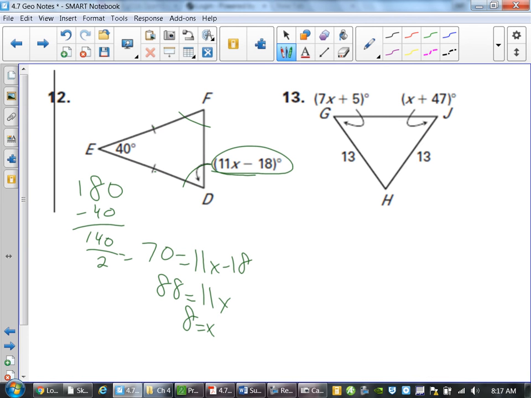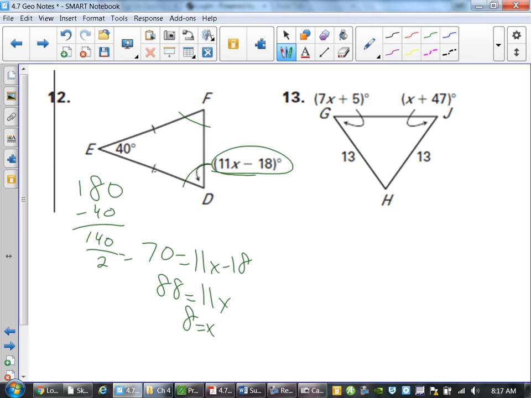How do we know to cut it in half? Because you have two of them. Since you have two of them that are exactly the same, you take out one angle and they both have, you just cut it in half then.